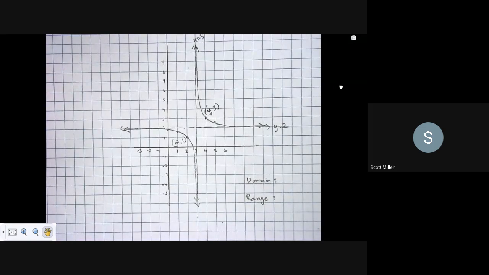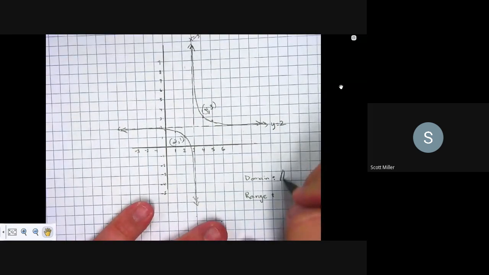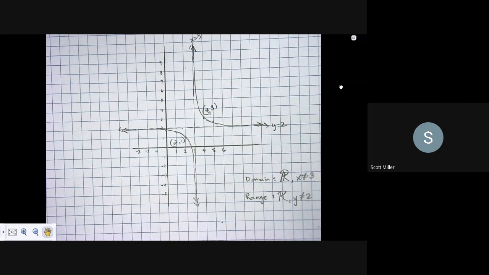Okay? So what is my domain? Because this is a simple one, it's fairly simple to see what it's going to be. It is all the real numbers, comma, x cannot equal 3. And the range is pretty obvious too. It is all the real numbers, y cannot equal 2. And there's how you draw the graph, label it, and identify the domain and the range.